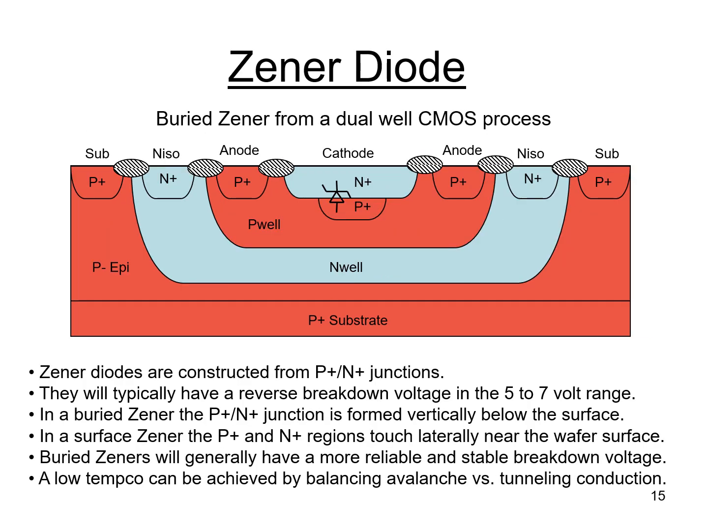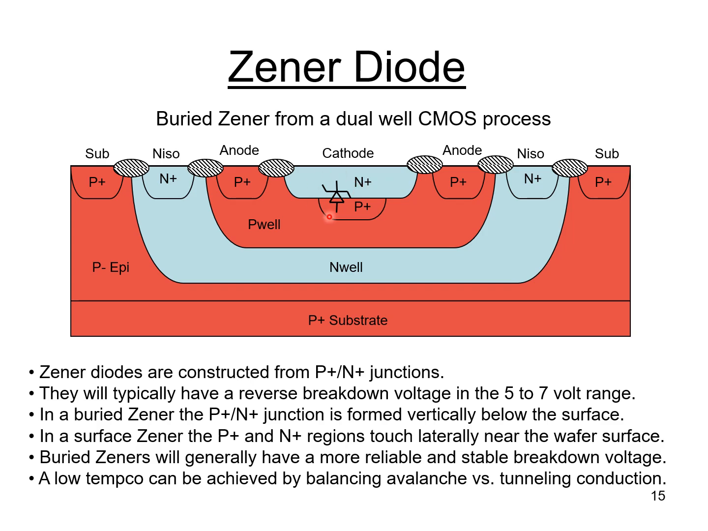Next, I'd like to talk about Zener diodes. The picture here is a buried Zener from a dual well CMOS process. Zener diodes are constructed by placing a P+ region up against an N+ region and forming a high dope junction. Now the high doping in this junction will typically cause the diode to have a reverse breakdown voltage in the 5 to 7 volt range.